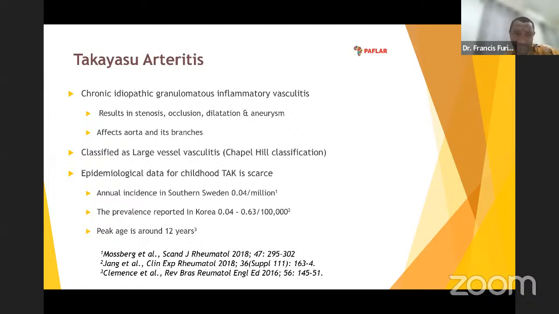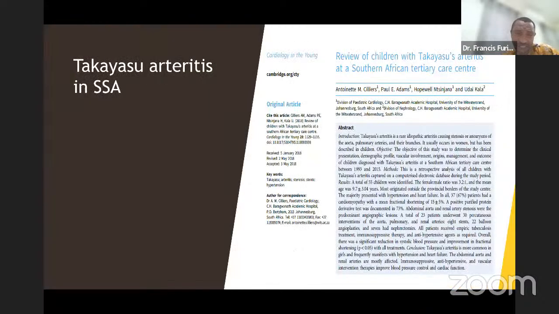So this is a common condition, and previously people might have thought that it might not be affecting African children, partly because we are really rarely diagnosing it. And from studies that have been published largely in South Africa, they are showing that we have this condition. It's quite common. Although it's not very, very common, it is picked up.